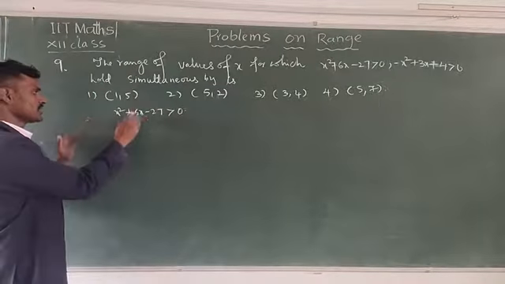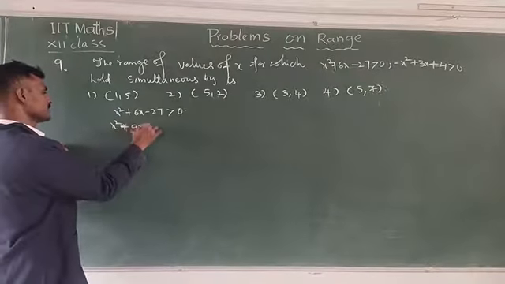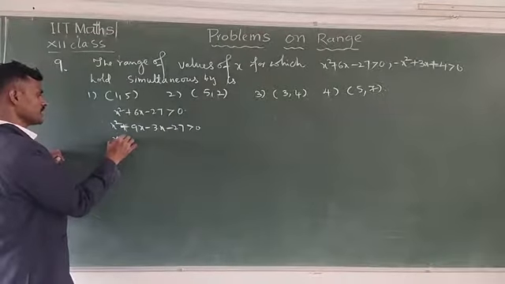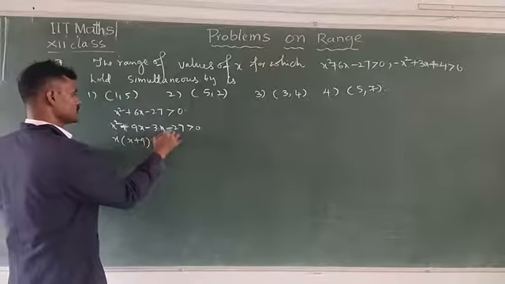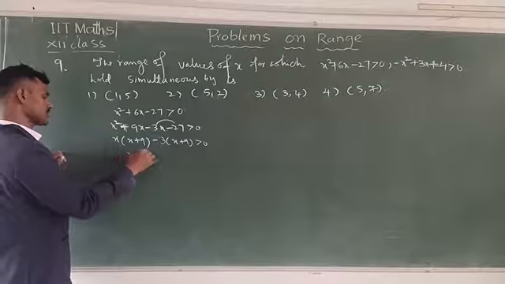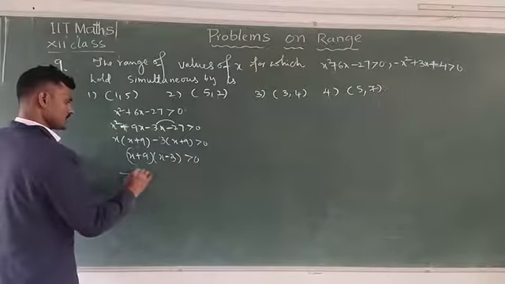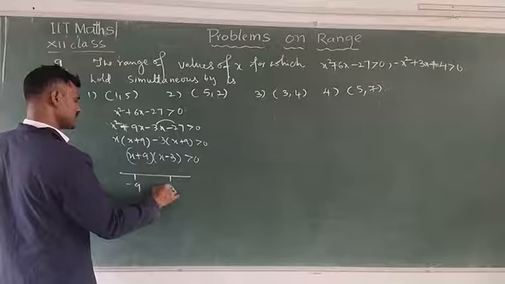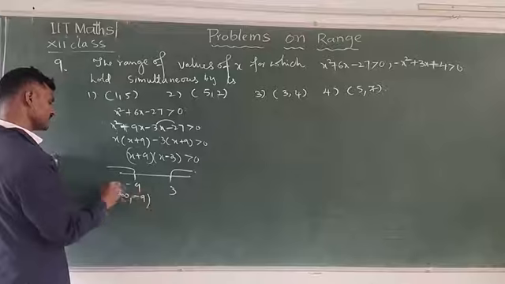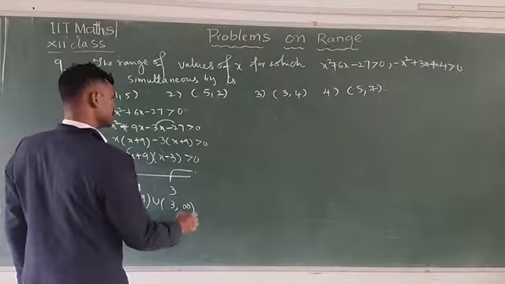Now this is factorized by splitting the middle term. x square plus 9x minus 3x minus 27 is greater than 0, since 9 times 3 is 27. In the first two terms you take x common, x into (x plus 9). In the last two terms you take minus 3 common, minus 3 into (x plus 9), greater than 0. The whole term x plus 9 is common, then (x plus 9)(x minus 3) is greater than 0. Now this is written as: minus 9 and 3, so minus infinity to minus 9 union 3 to plus infinity.